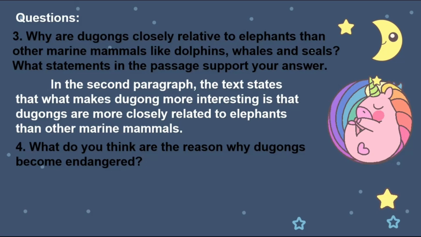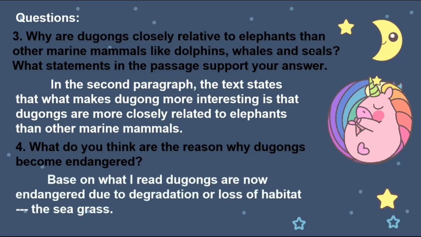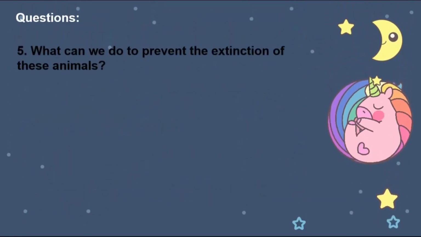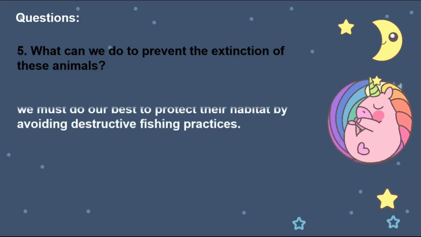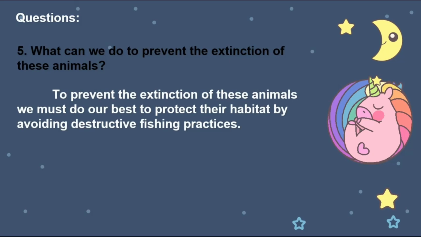Question number 4. What do you think are the reasons why dugongs become endangered? Based on what I read, dugongs are now endangered due to degradation or loss of habitat, the seagrass. Question number 5. What can we do to prevent the extinction of these animals? Answer, to prevent the extinction of these animals, we must do our best to protect their habitat by avoiding destructive fishing practices.